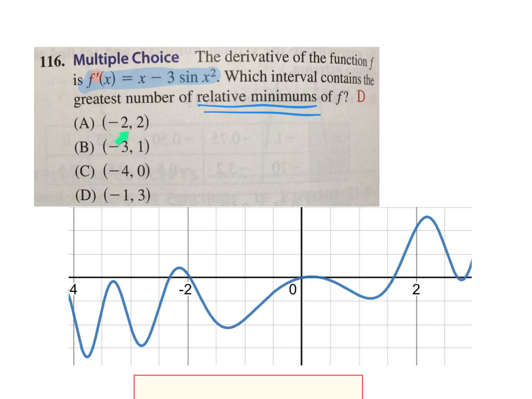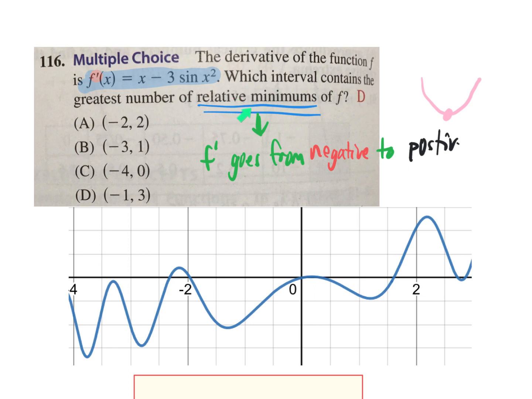Which of these intervals of x values will contain the most number of relative minimums for function f when we know the derivative of function f? This is a graphing calculator problem, so you're definitely going to want to graph this derivative. And then recall that a relative minimum occurs when the derivative goes from negative to positive.